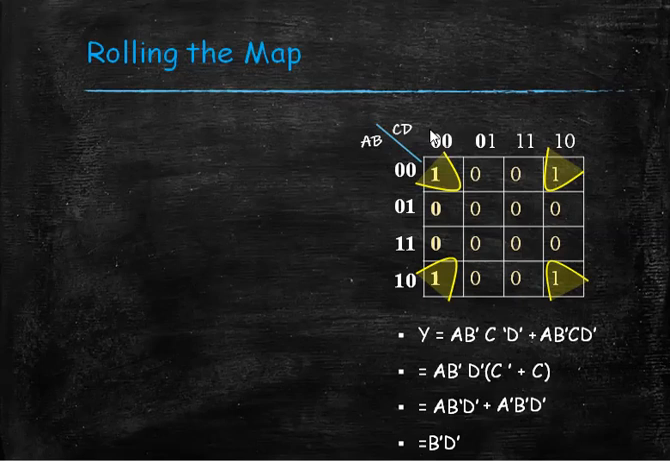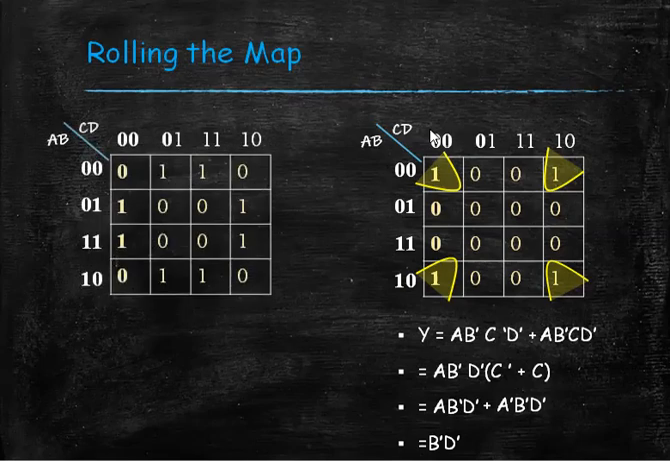Okay, consider another case. Consider this map. Here there is one pair, two pairs, three pairs, and four pairs. That means eight ones. Here we can group these two ones.